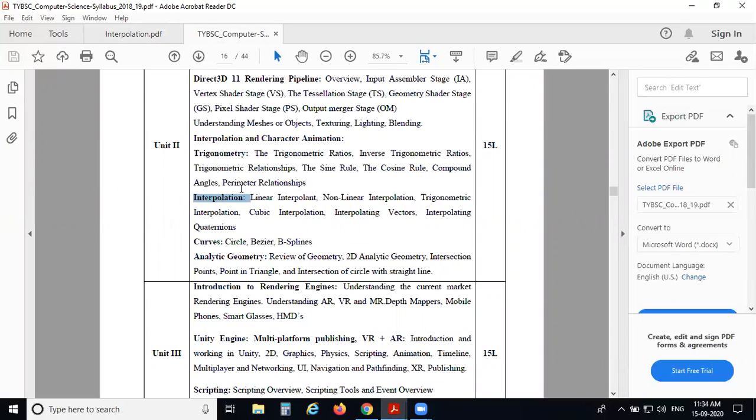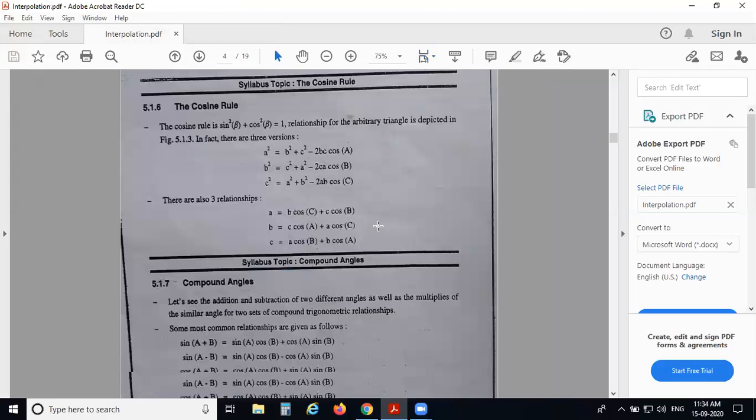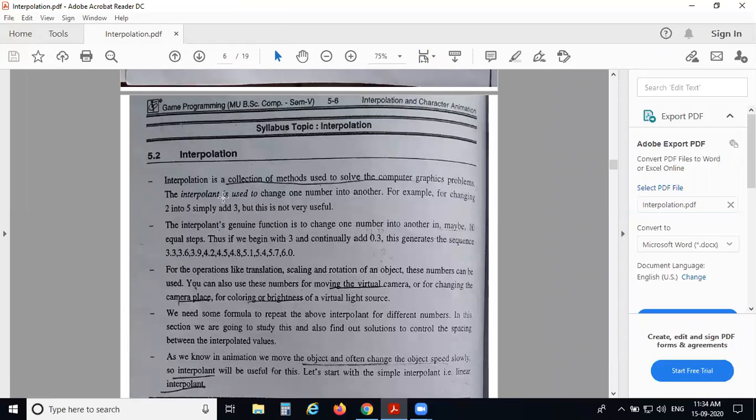Okay, so in the interpolation chapter we study about linear interpolation, then non-linear interpolation, trigonometric interpolation, cubic interpolation, interpolating vectors and interpolating quaternions. Okay, so first of all, what is meant by interpolation?